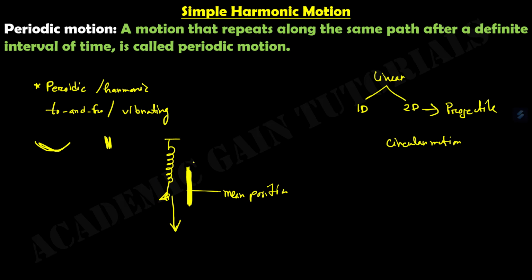Such an object moves back and forth along a fixed path. This is its fixed path. This type of motion is produced by varying forces, and hence the body experiences varying acceleration. So if I vary the force, then the acceleration will vary.